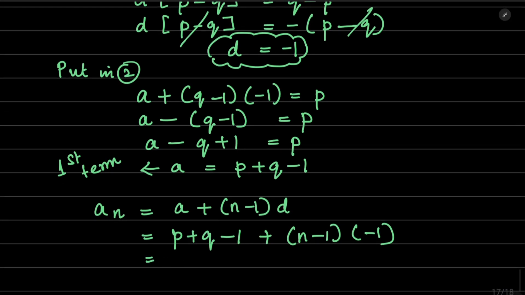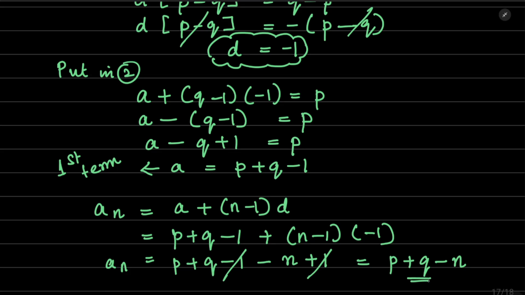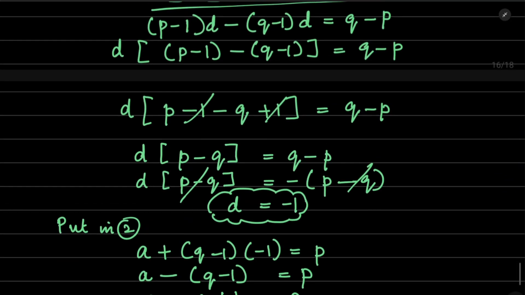Now just open everything, open the bracket. So p plus q minus 1 minus, okay, so this minus will go here, right? Plus into minus, minus of n minus 1. So I'll write minus of n plus 1. Now minus 1 plus 1 gets cancelled. So what you get as your nth term is nothing but p plus q minus n. Hence proved. So this is equal to your RHS. Hence proved. Okay. So let me redo it again.